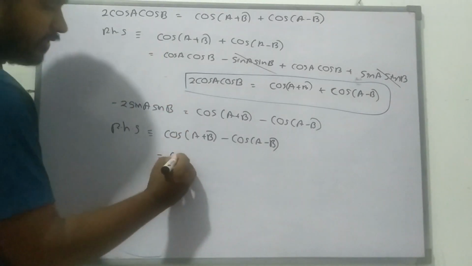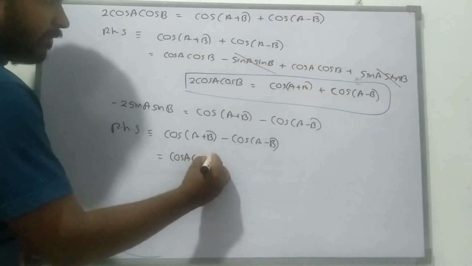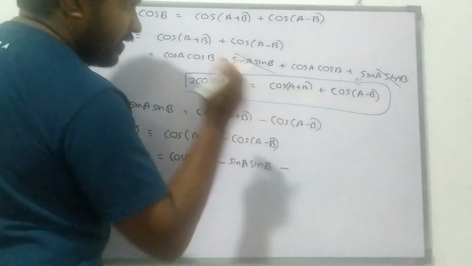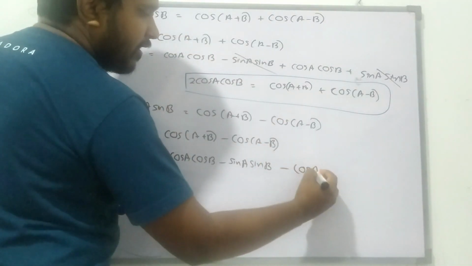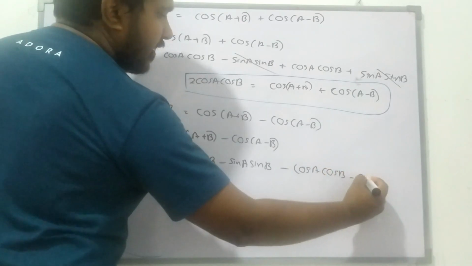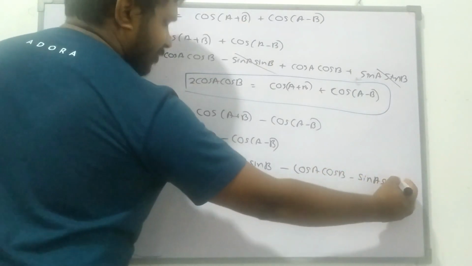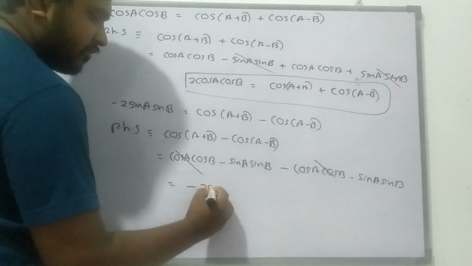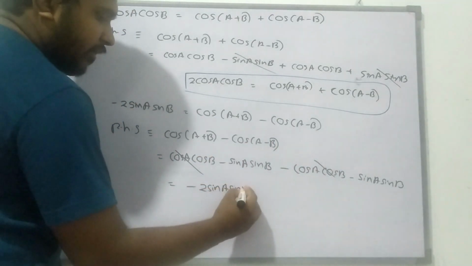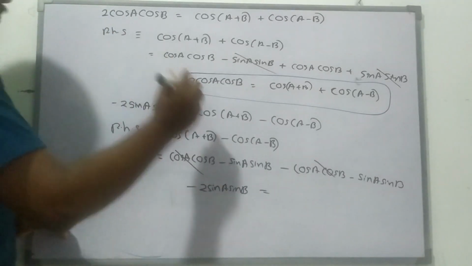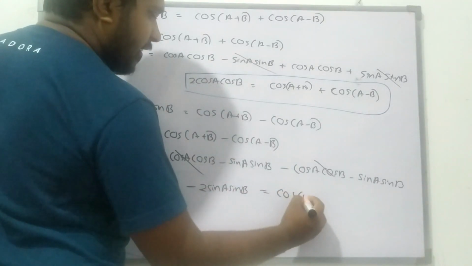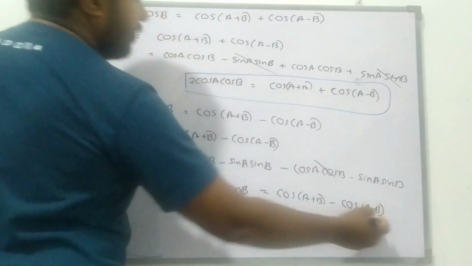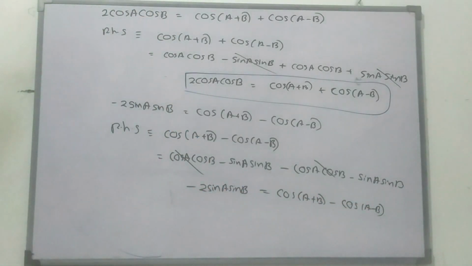So this is cos A cos B minus sin A sin B minus cos A cos B plus sin A sin B. So basically these two get cancelled, then it's minus 2 sin A sin B, no? So this becomes cos A plus B minus cos A minus B. Right, so this is my next formula, right?